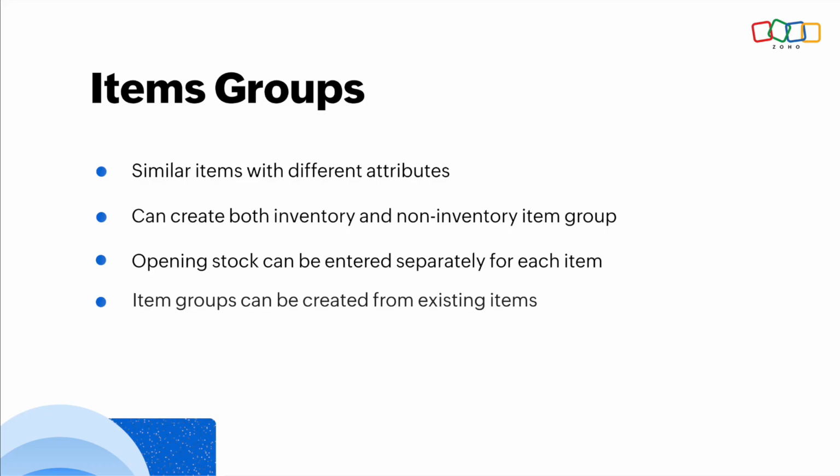The next is item groups. Item groups is similar to composite items, but the only difference is that in a composite item, you will be having different products of different attributes and not similar items. But in item groups, you will be having similar items, but with different attributes.